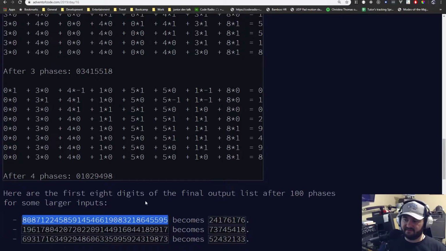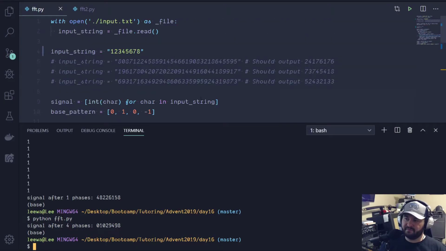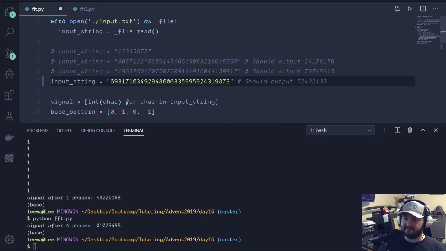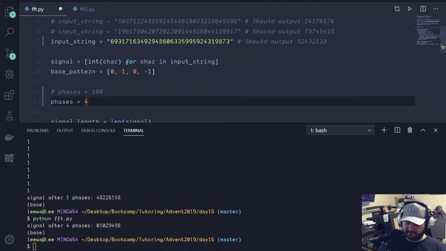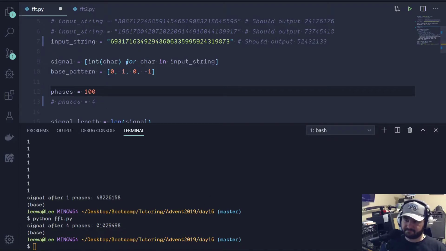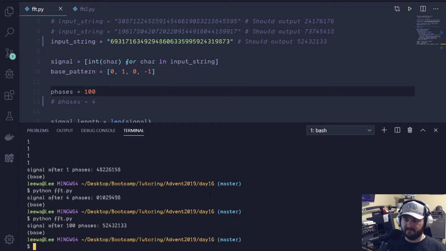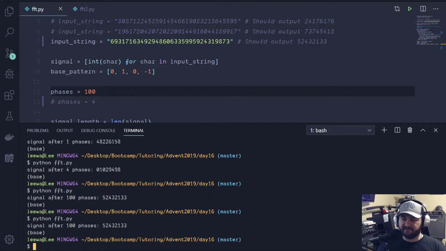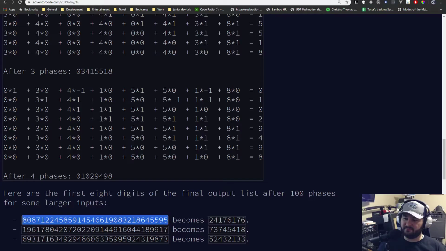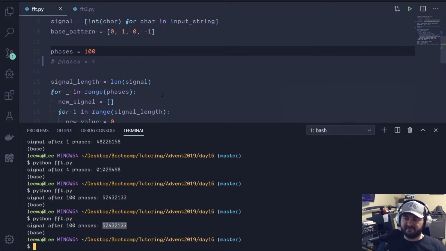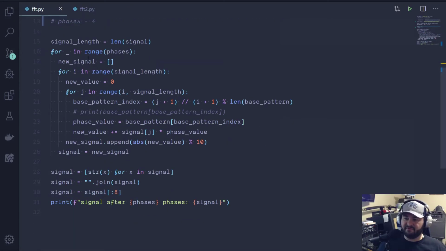Let's calculate some of these. So go up here and let's look at the last example that they give, and we'll do it over 100 phases. So you saw it took like a half second there. The first time that I did this, well, first let's see if that's right. 524322133. Yes.